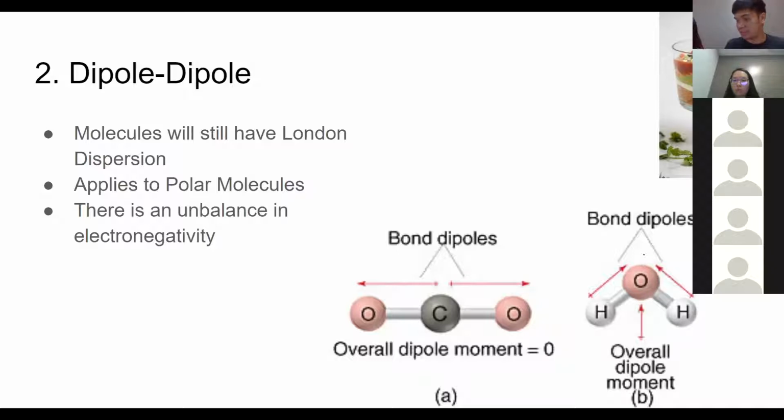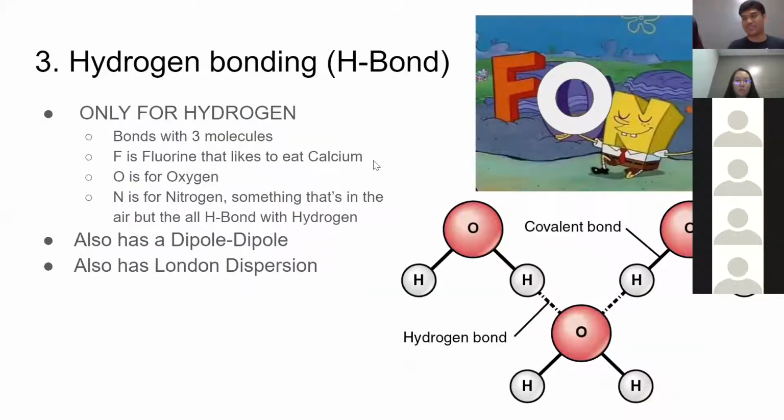So yeah, the next one, please. All right, hydrogen bonding. So hydrogen bonding only applies for hydrogen.